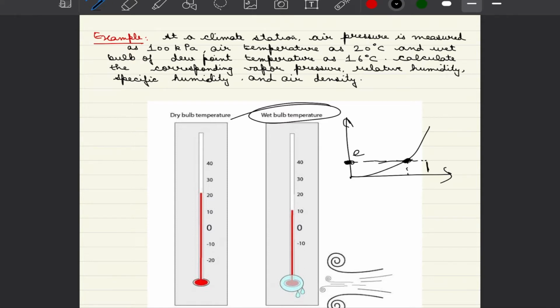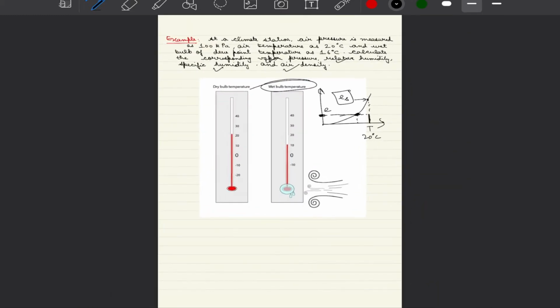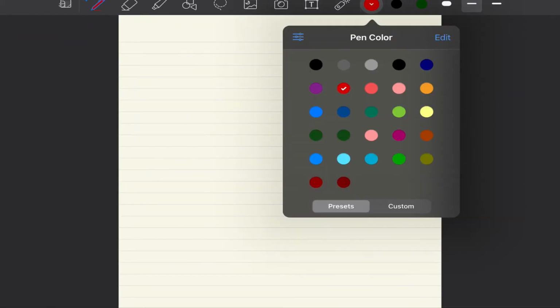And we already know the temperature that is measured by this dry bulb thermometer, corresponding to which we can calculate the saturation vapor pressure associated with that air. And in this question we have been asked to calculate the vapor pressure, relative humidity, specific humidity, as well as air density. So basically we will put all the concepts that we have learned to use. So let us go in steps.